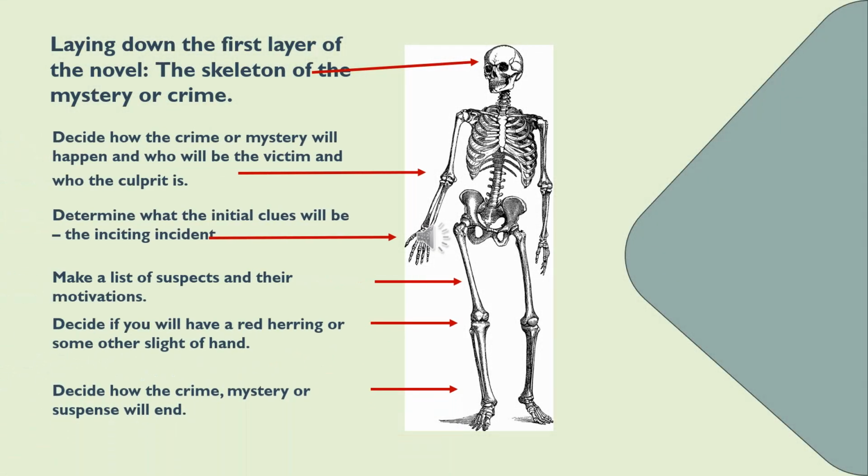This is the diagram I use in explaining Layer 1. This is the layer where I make a list of how the crime happens, what clues there are, and how they will be dripped into the story.